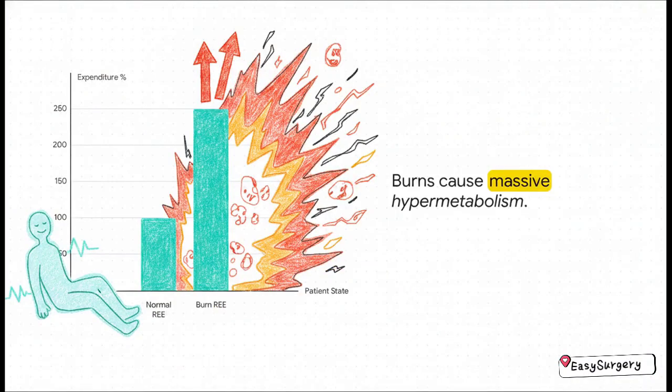To really put this into perspective, your normal resting energy expenditure is your baseline 100%. But a severe burn patient, their hypermetabolism skyrockets up to 200, even 300%. It's wild. It is literally as if their bodies are running a marathon 24/7 just to heal those massive wounds and fight off systemic inflammation. They are basically in absolute overdrive.